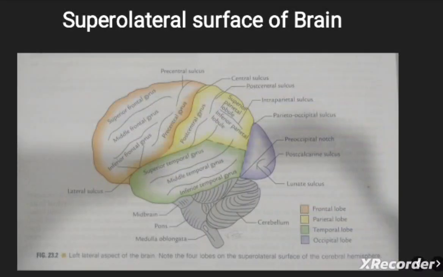So now I'm going to teach you a technique of how we can draw this diagram. So we can move into the central sulcus. But before that, I'll be explaining what gyrus and sulcus are, what they mean and how they are present in the brain.